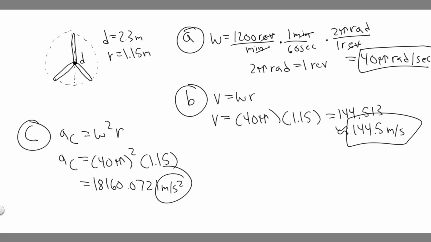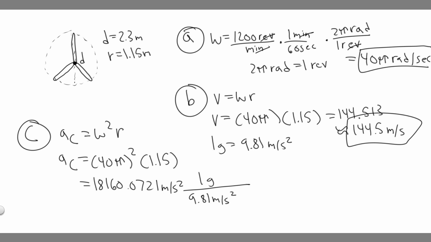So meters per second squared, but they want us to convert it into multiples of g. So basically 1 g is equal to 9.81 meters per second squared. So we just got to basically divide by 9.81 meters per second squared, which is equal to 1 g. And then that'll just cancel the meters per second squared, and we'll have it in g's. So do this right here, divide by 9.81.